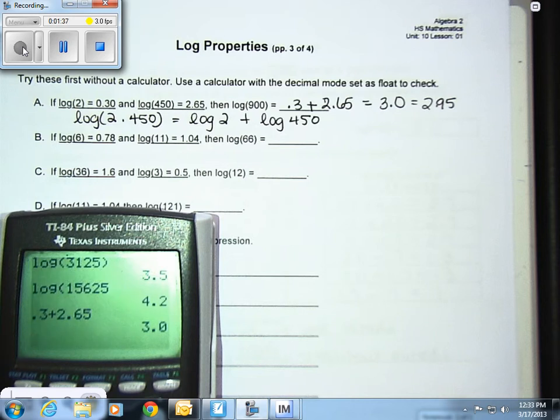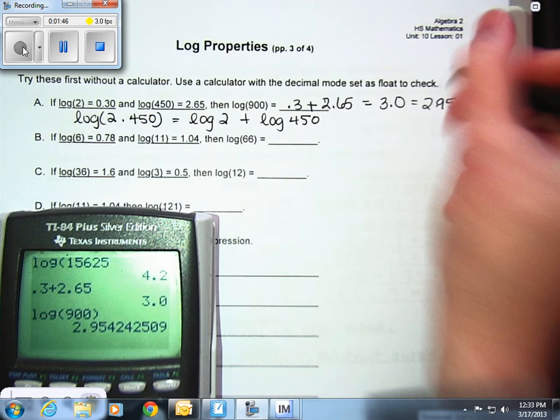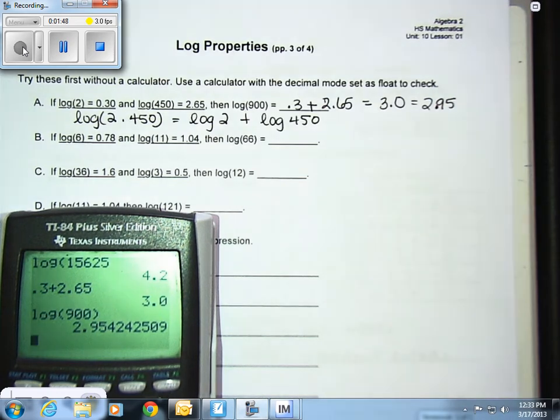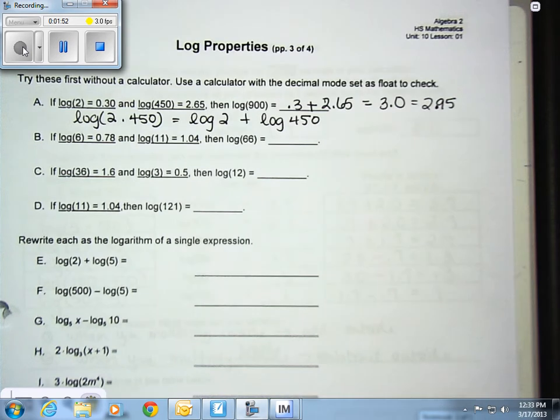Now just type in log of 450. I'm sorry, log of 900. And you should get about 2.95 when you round it off. Okay? So now we've got that. That's how we can apply our properties. So let's look at the next one.